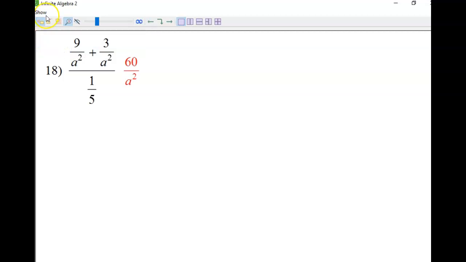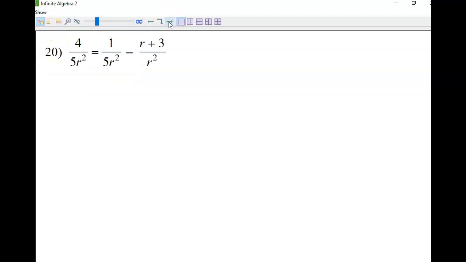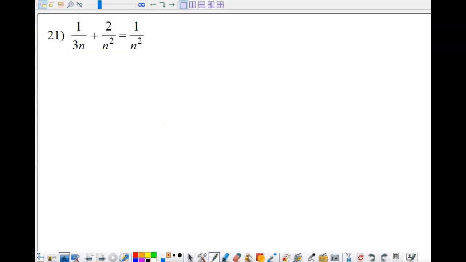18 should be a little bit easier than the one I just did. All right, let's take a look at number 21. And 21 and number 20, we're solving equations. So first thing when you're solving equations is, hold on. Okay, so this is solving equations.